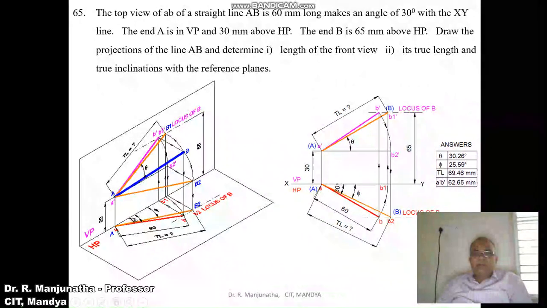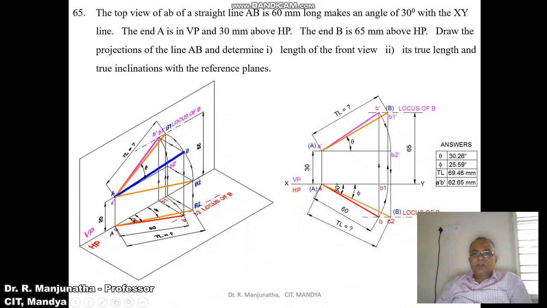Then draw a vertical projector from B1 to the locus of B in the front view so that it cuts the locus of B here, and you mark this point as B1 dash. Then join A dash B1 dash with a little bit thicker line than the XY line. So you will get the true length in the vertical plane.